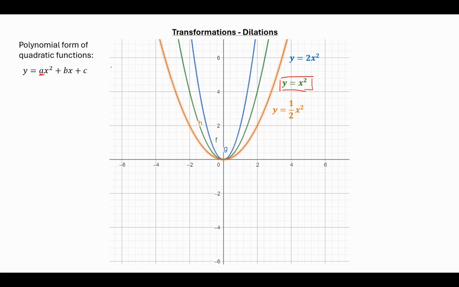If a becomes smaller, then the parabola will become wider, and you can see that here when a is a half compared to 1 in this case. And if a becomes bigger, then the parabola will be narrower, and you can see that here when comparing 2 to 1.